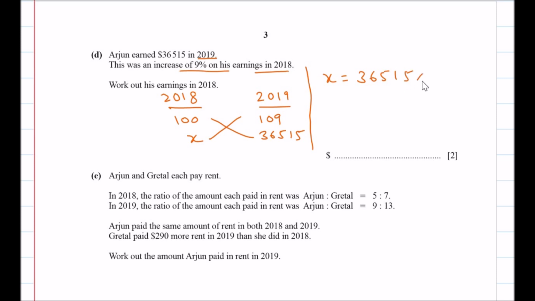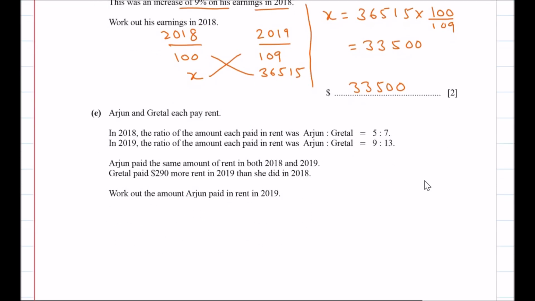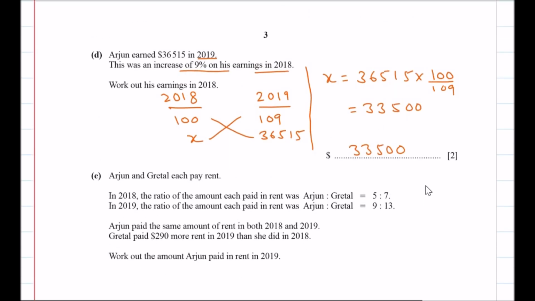36,515 divided by 109. Okay, and that gives us 33,500. So we will write here in the answer space 33,000. I hope this is clear to you. Let's go to the next part.